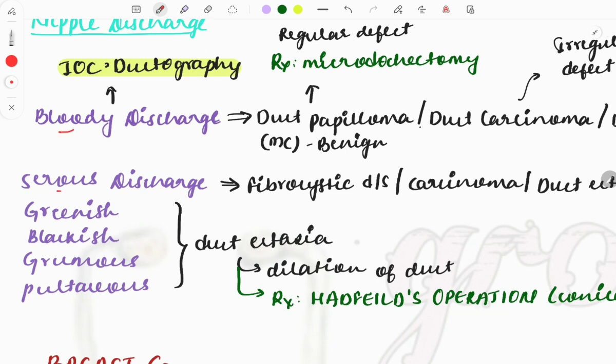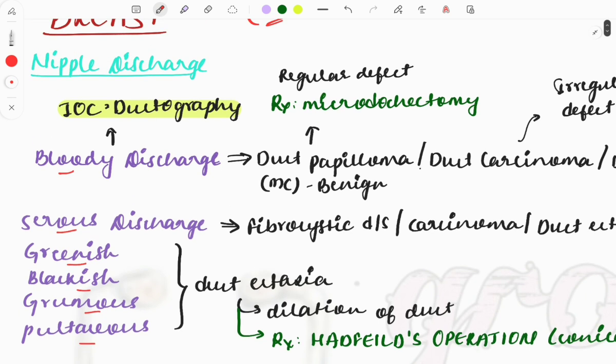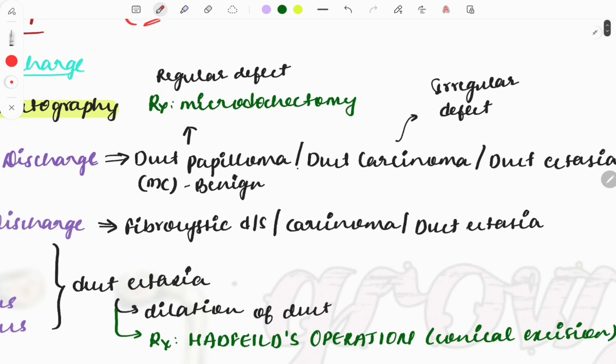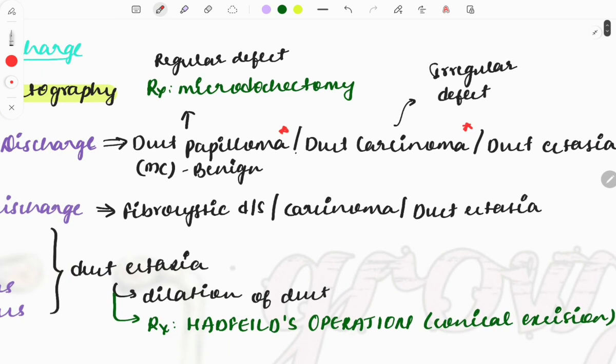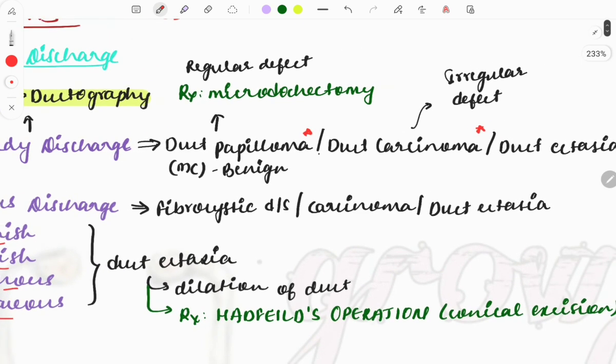First one is bloody, then serous, then it can be greenish, blackish, grumous, or pultaceous. These are the kinds of discharges seen. We should know which disease shows which kind of discharge, and how we will perform investigations to rule out which disease it is. First, the bloody discharge. Bloody discharge is seen in duct papilloma, duct carcinoma, and duct ectasia. These are the three diseases in which we can see bloody discharge.